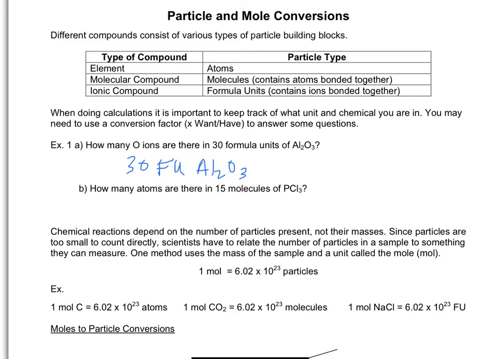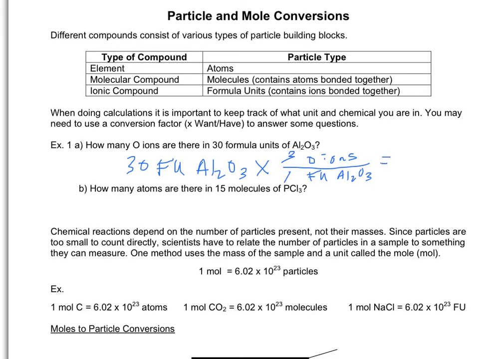And then I set up my conversion factor times want over have. I want oxygen ions, so that goes in the numerator, and I divide that by formula units of aluminum oxide. Then I ask myself how many oxygen ions are in an Al2O3. Using the formula, there's 3 oxygen ions for every 1.